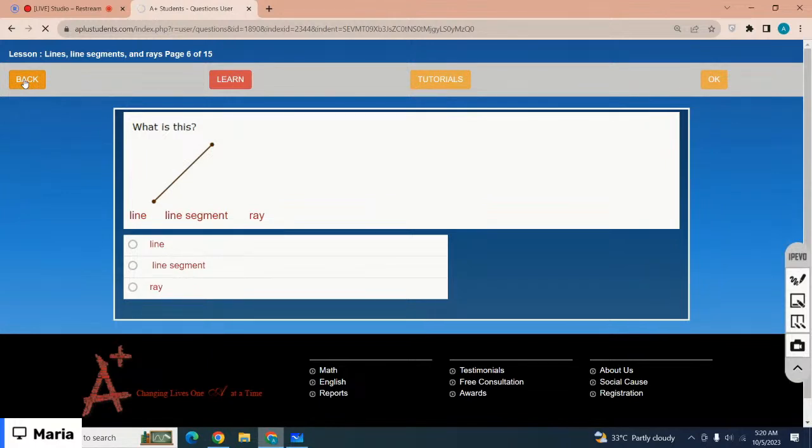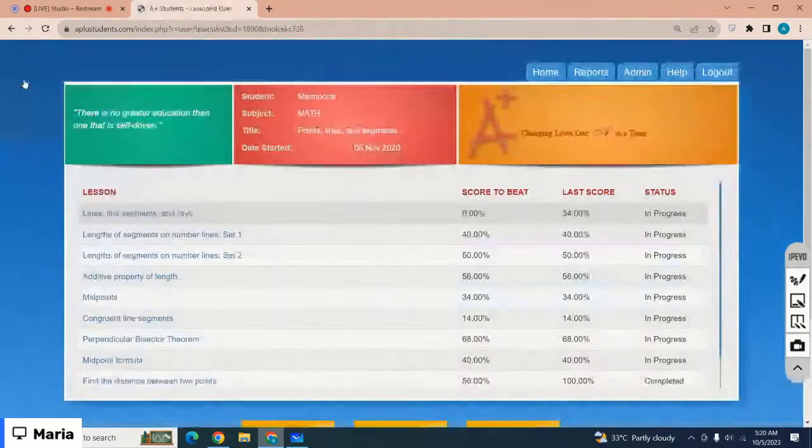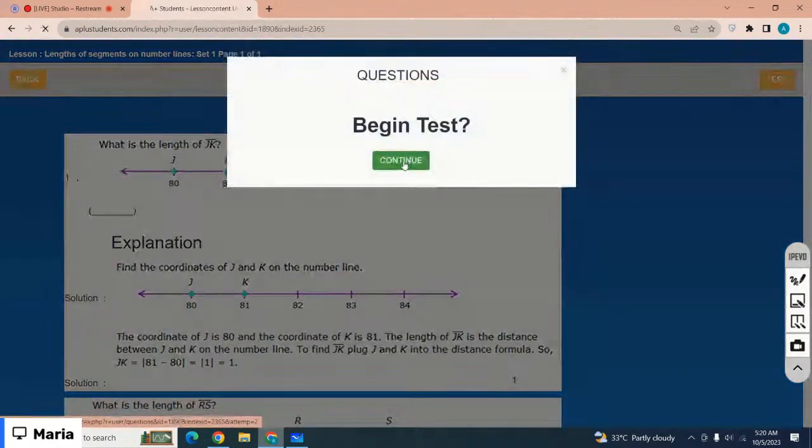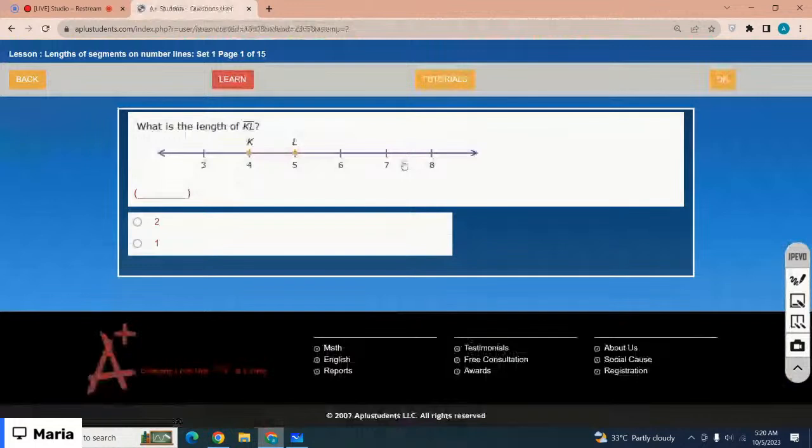The next lesson is length of line segments on number line, set 1. How do we calculate the length of the line segments when we are on the number line? What is the length of KL? Very good, that would be 1. The correct option is 1.